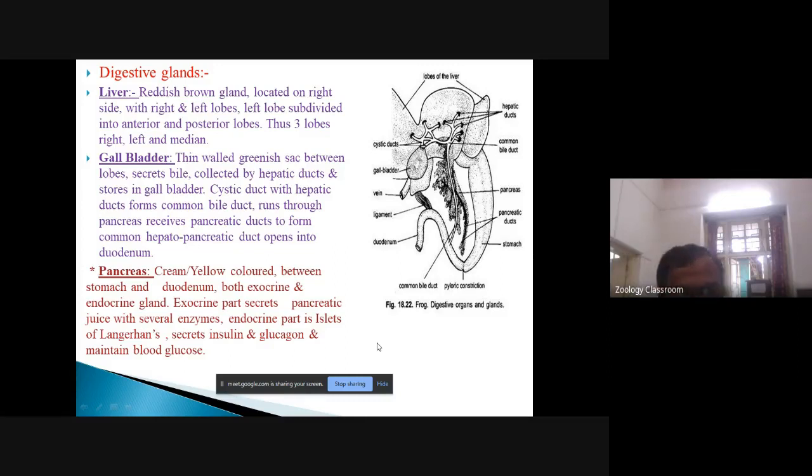So today we have repeatedly studied the digestive system in the case of Scoliodon and the digestive system in the case of the frog, that is, in amphibia. Okay, have you followed?